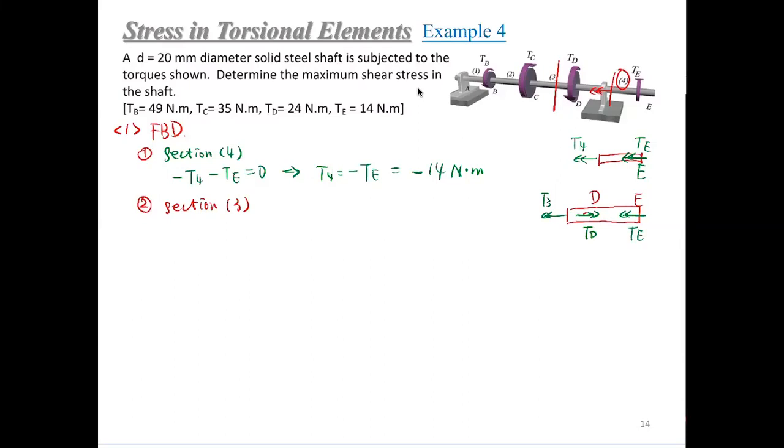So here our free body diagram will result in an equilibrium equation that will be negative T3 plus TD minus TE equals 0. From here, T3 equals TD minus TE. TD is 24 minus 14. That will be 10 Newton meter.